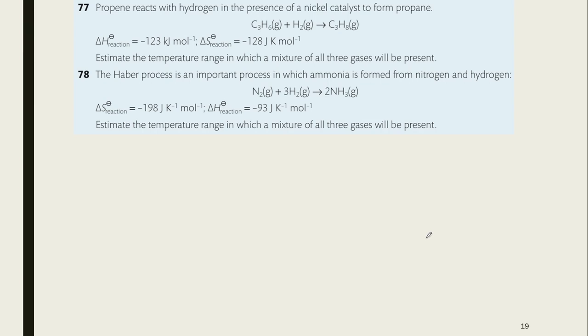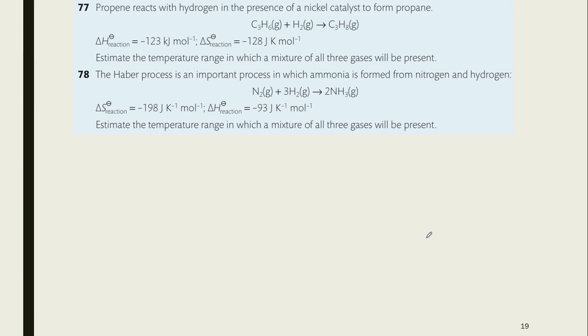All right, we have two more questions. They are very, very similar. So I'm just going to do 77 and then I'll show you the answer for 78 because it's pretty much the exact same thing. In 77, it says propene reacts with hydrogen in the presence of a nickel catalyst to form propane. So we're given the equation. We are given delta H and delta S for the reaction. And we want to estimate the temperature range in which a mixture of all three gases will be present.